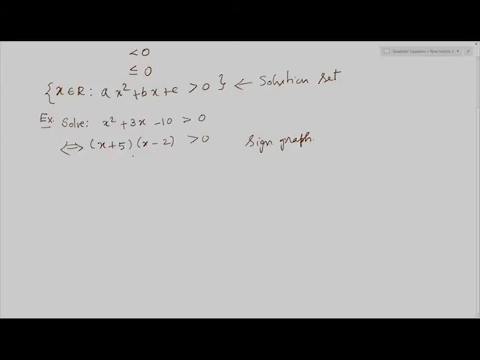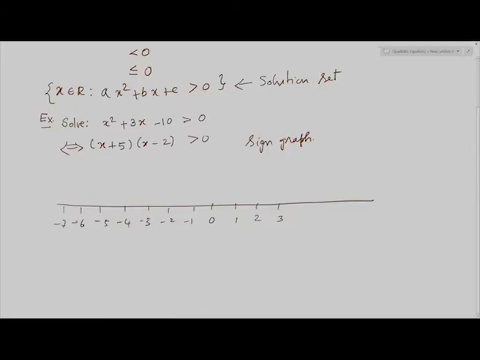For example, I draw a number line. Let me put the 0 somewhere, and including this minus, because minus 5 is a root and 2 is a root. So 1, 2, 3 and so on, and here it is minus 1, minus 2, minus 3, minus 4, minus 5 and so on.